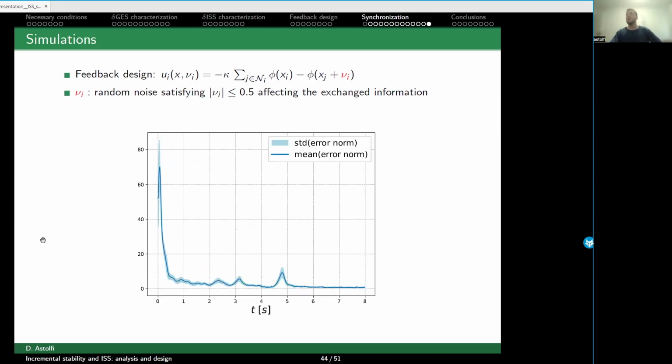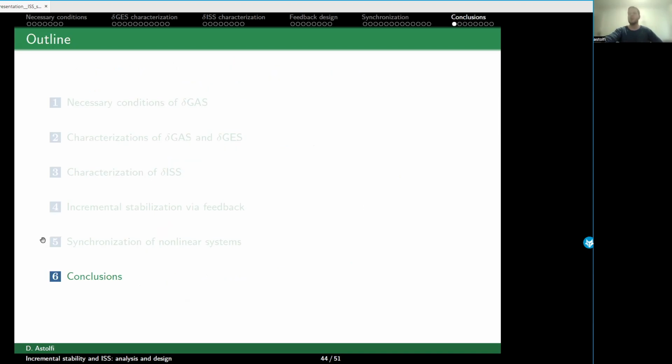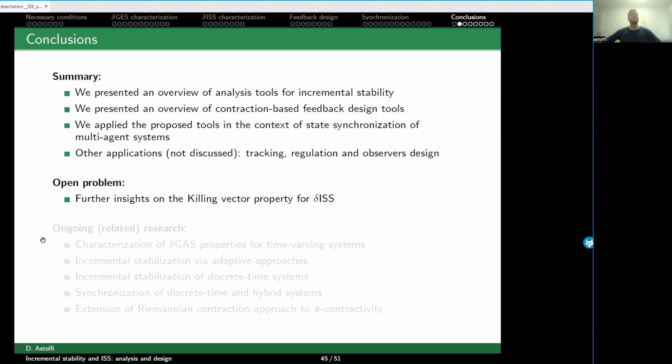Okay, so without further ado, I go to the conclusion of this long talk. Just as a summary, what I did is to present an overview of analysis tools for incremental stability, an overview of contraction-based feedback design tools, and we applied these tools to the context of state synchronization of multi-agent systems. Of course, I didn't have the time, but there are many other applications in which contraction and incremental properties pop up naturally and are very important, such as tracking, regulation, and observer design.